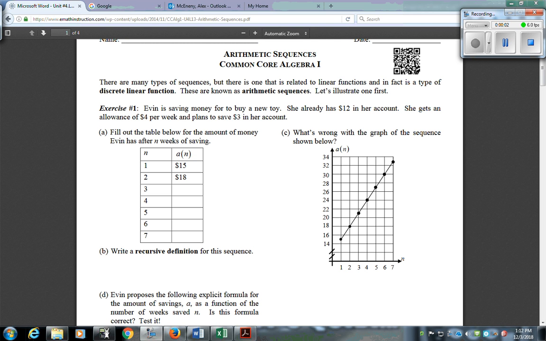We're going to look at how to do an arithmetic sequence, and they're pretty similar to linear functions, which we already did in Unit 2. So the one difference is that when we're doing an arithmetic sequence, the numbers that we use are only counting numbers, whereas linear functions use all numbers, whether they're decimals or whole numbers. So we're going to look at exercise 1 as an example to illustrate that.